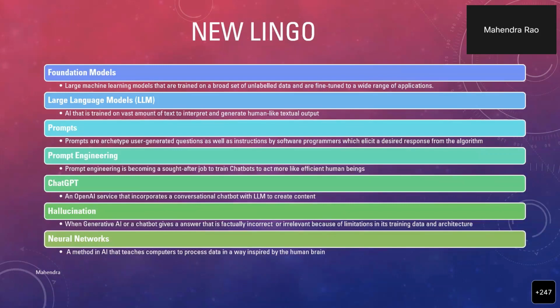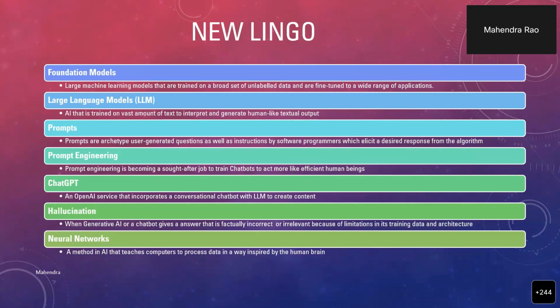Yeah, I think these are the new lingos, some of which we have already discussed to some extent, with respect to foundation models and language models. A prompt, as I said, is like a text phrase that we give as instructions to the system, which should give the desired output based on the algorithm that was brought in. Prompt engineering is how you train your chatbots to act as efficiently as human beings.